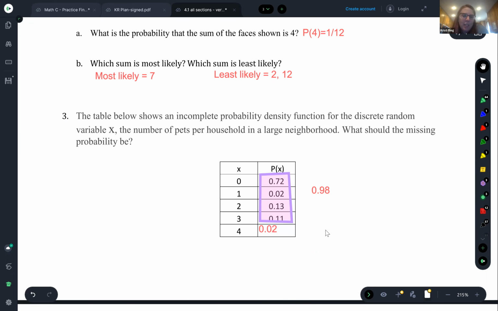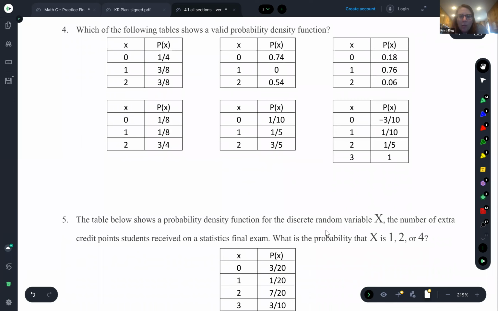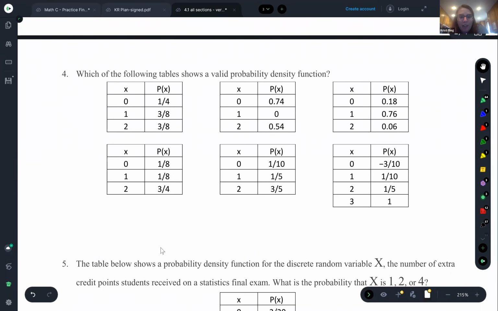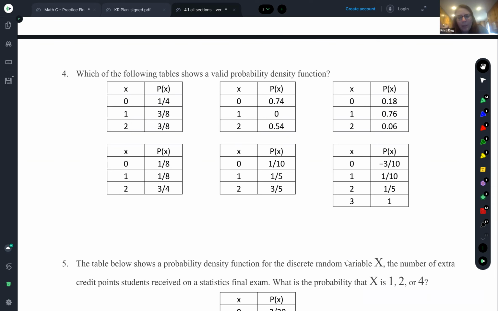Okay, looking at this next one, we have the following tables. This should be very familiar to you. Different types, decimals, and fractions. And it says, which of the following tables show a valid probability density function? And so what we're going to do here is just look at 2 things. Are there negatives? Or, I mean, technically we don't want things greater than 1 either, but just, real quick, I can see that there's nothing greater than 1. And number 2, we're going to ask, do they add up to 1?